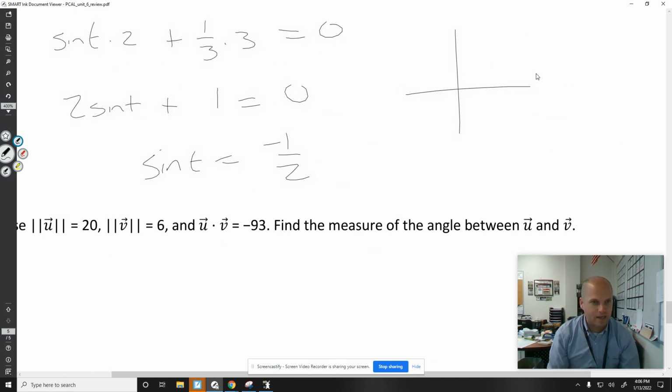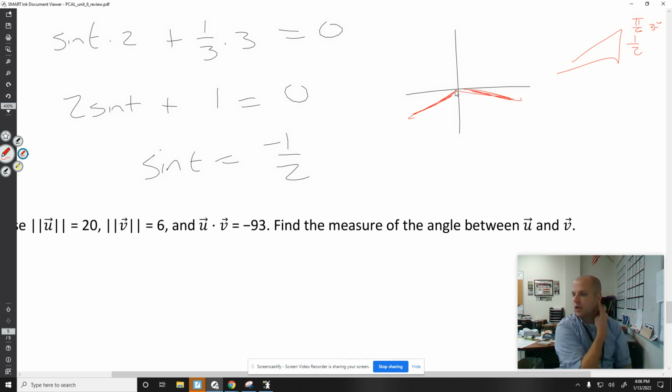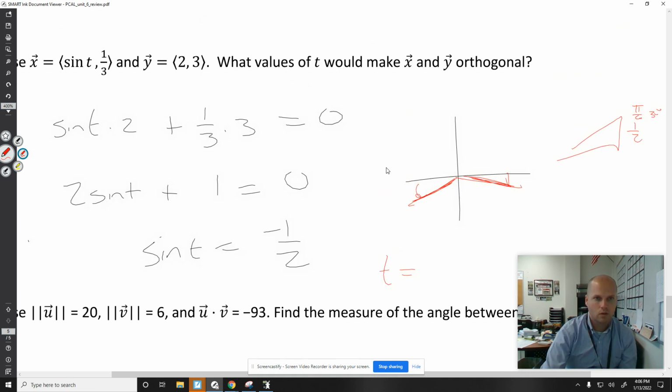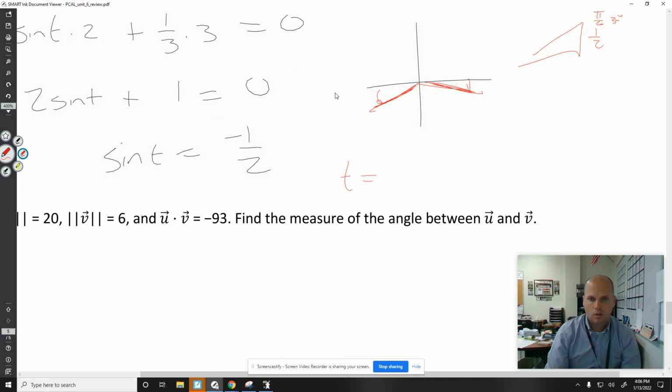When sine is negative a half, that's when I'm going down. Well, sine's a half at the shorter 30, 60, 90 triangles, right? So that's at the pi over 6s or the 30 degrees. But I want the 30 degrees when I'm going down. The 30 degrees when I'm going down is this 30-degree angle and this 30-degree angle. So the two of them would be 210 and 330.